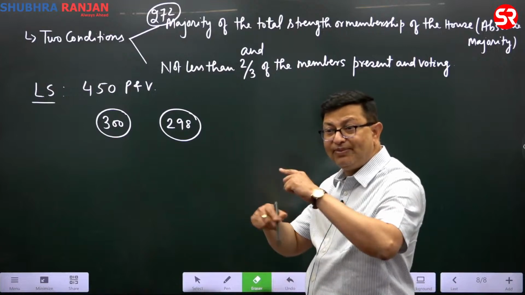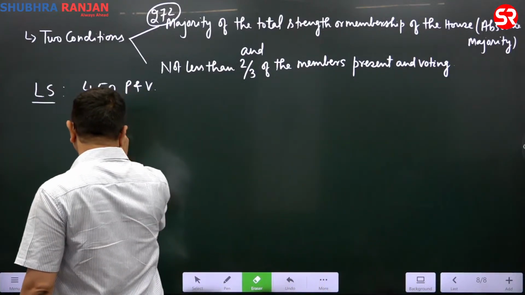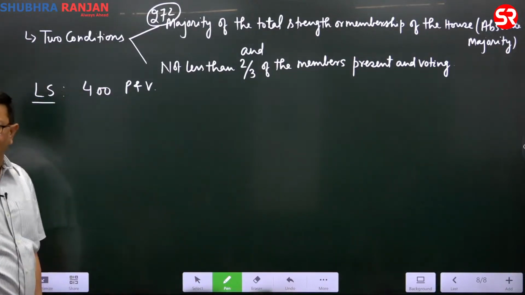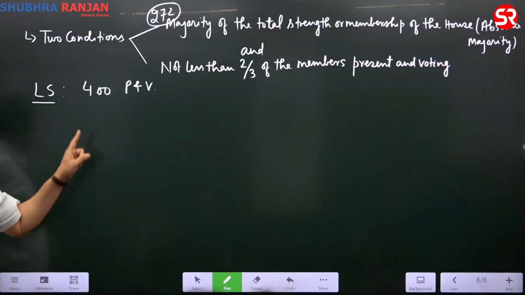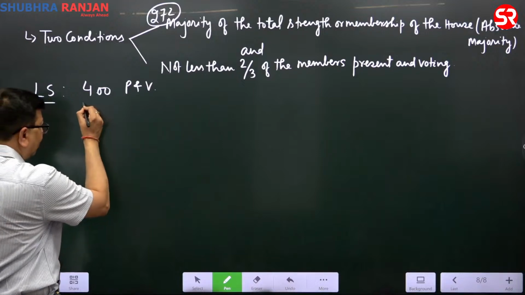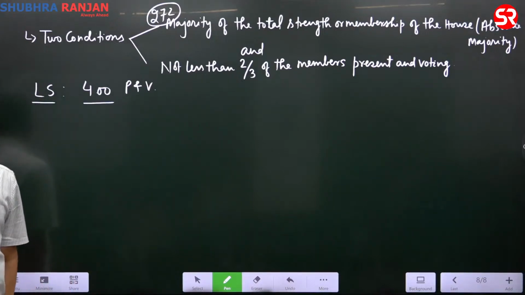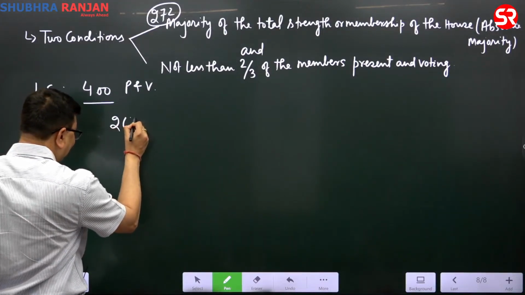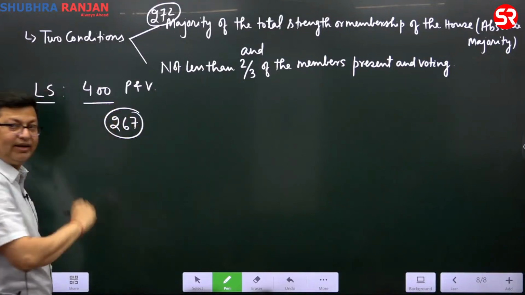Then coming to the flip side of it, when we say flip side of it, 400. Here what will be the 2/3 of 400? Calculate, you have to appear in the CSAT examination also. Quickly, because I have not studied maths after 10th. So 267, right, 267. It is the 2/3 of 400.